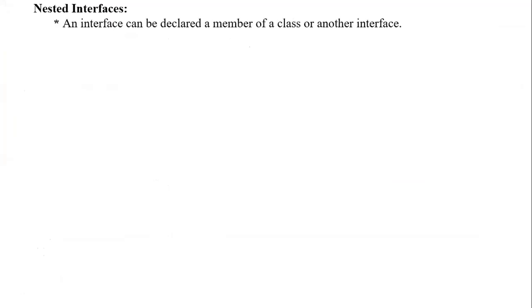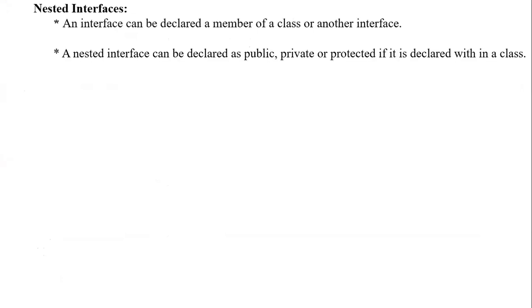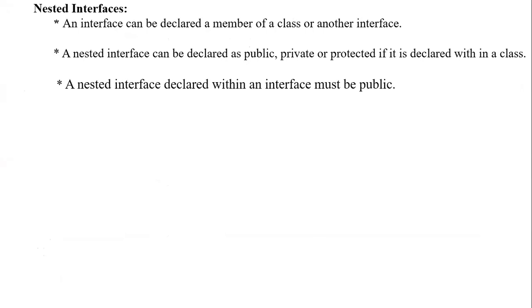An interface can be declared a member of a class or another interface. A nested interface can be declared as public, private, or protected if it is declared within a class. A nested interface declared within an interface must be public. It cannot have any other access specifiers.